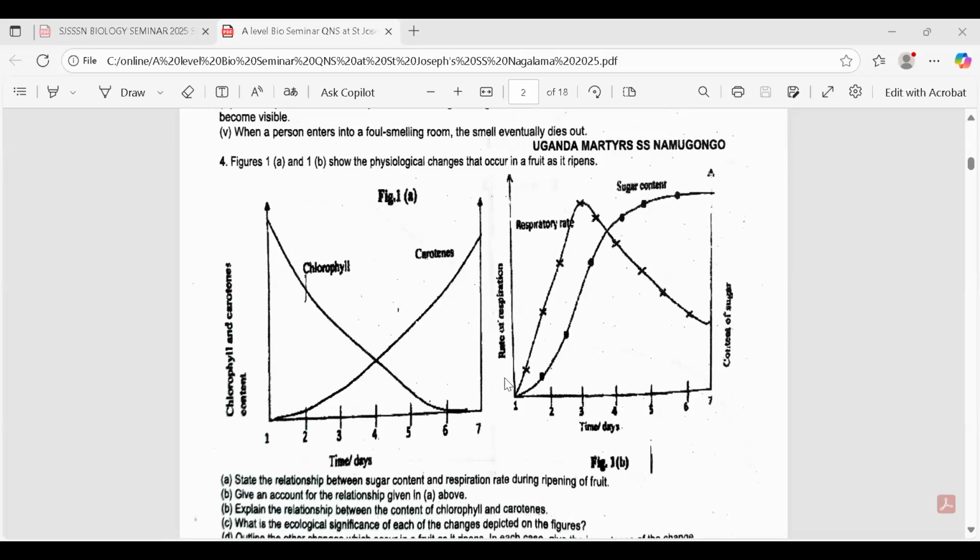So the respiratory rate is increasing. Why? To create more energy for the ripening of the fruit. But also the sugar content increases because sugar contents are going to attract dispersal agents. So that's the way we could explain it for B.